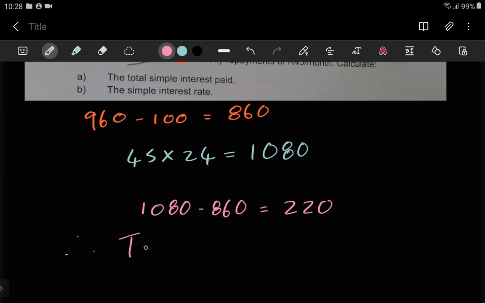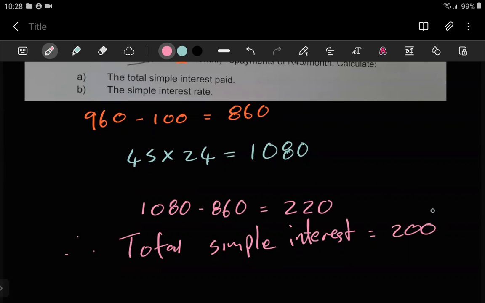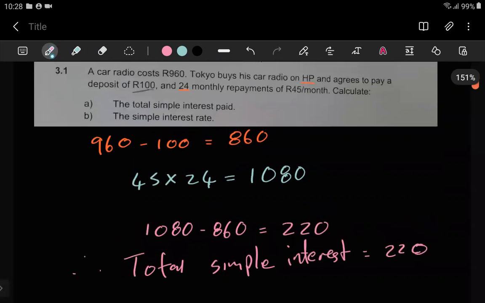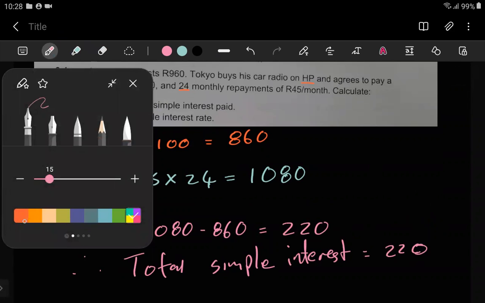Total simple interest equals 220. So that's A. Is B it says 200 or 220? Oh, 220. Oops. 220. So yeah. And B says we should calculate the simple interest rate. So the idea is we should just work out the percentage, the simple interest rate.